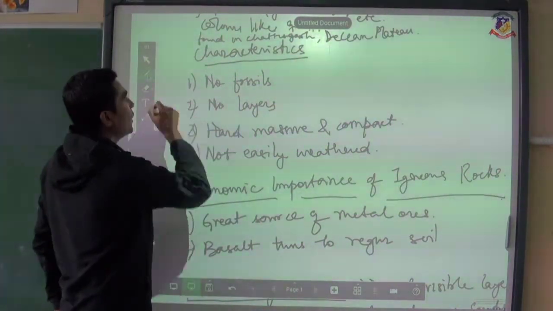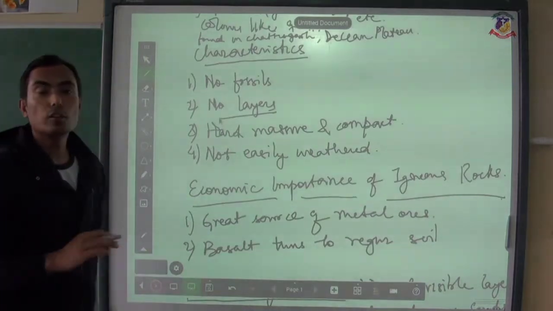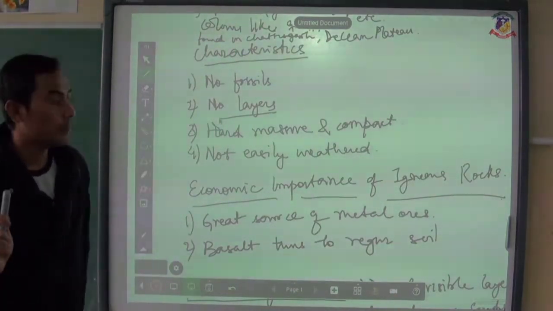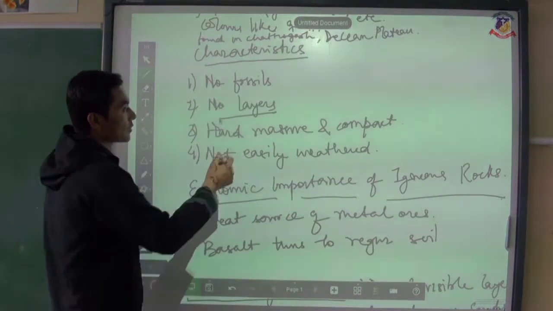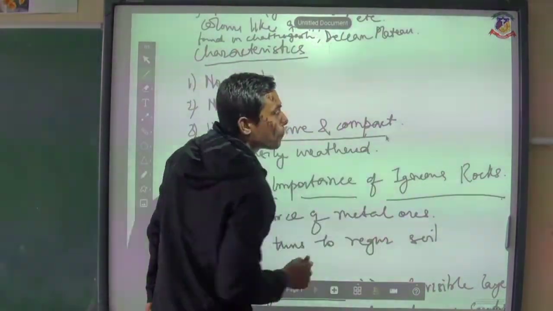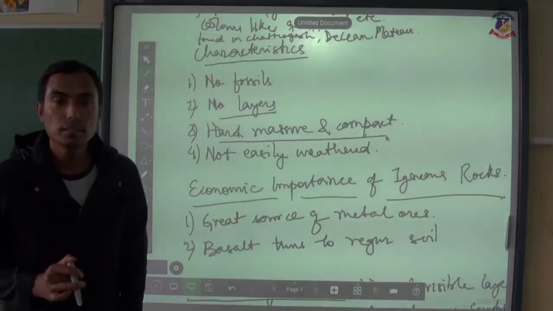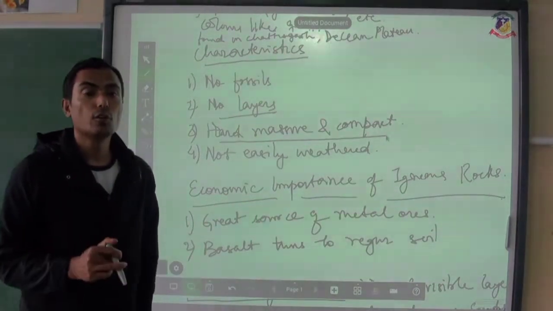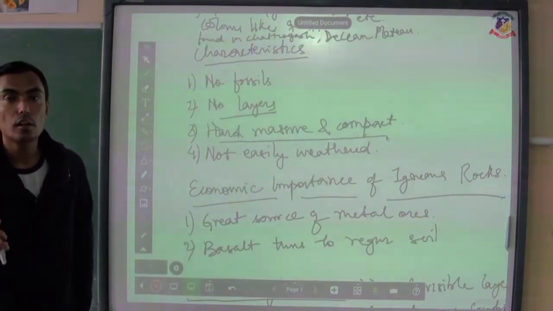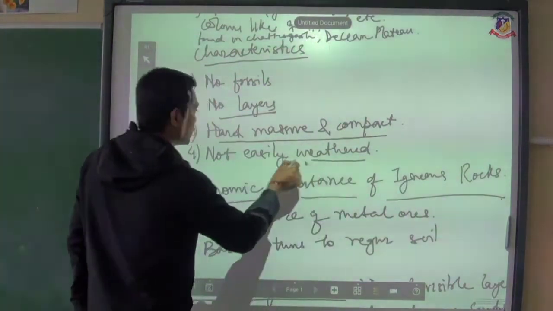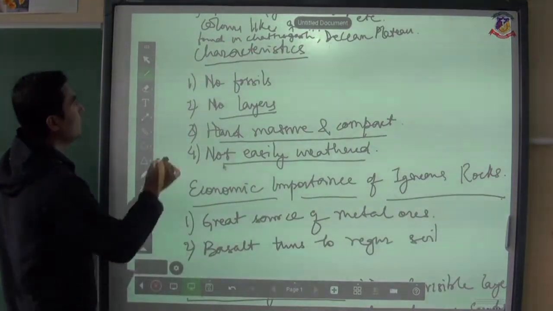Second, there are no layers in igneous rock. You don't see any layers which we can see especially in sedimentary rocks. The rocks are hard, massive and compact. It is much harder than the metamorphic or the sedimentary rock. Therefore, the weathering of igneous rock is very, very slow, and that's why it is not easily weathered.